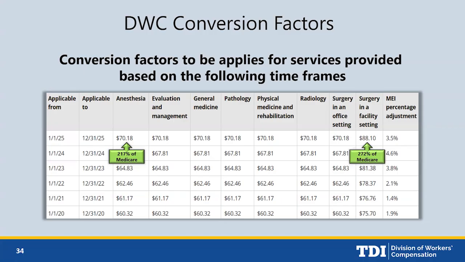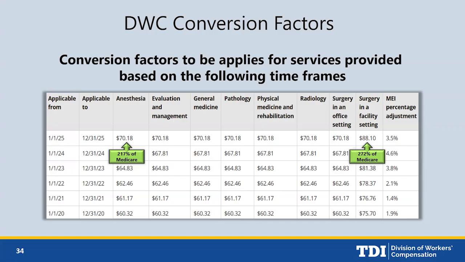And you see the last column, that is the percent increase year over year. So from last year to this year, we went up 3.5%. So you are getting raises in our workers' comp reimbursement. And that's all good news. The year before, we had a 4.6% increase. Again, it's based on the MEI.